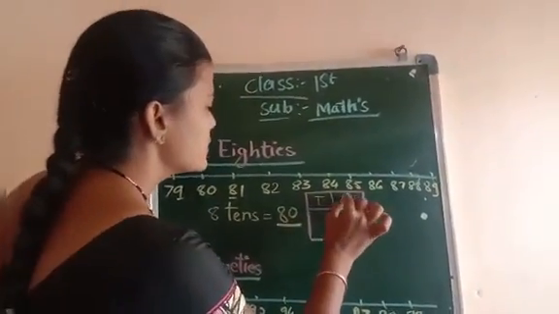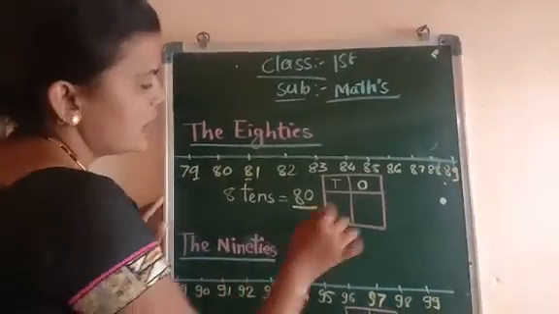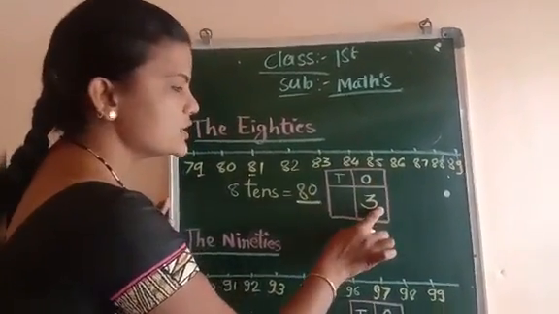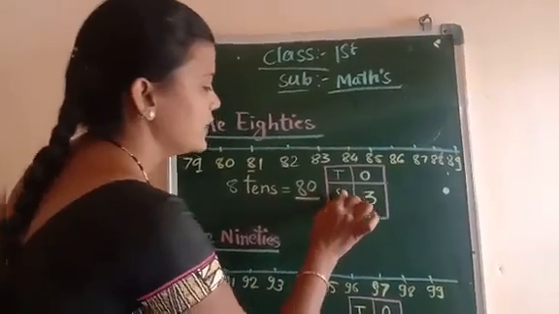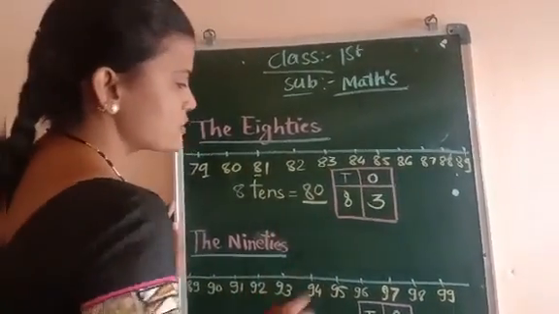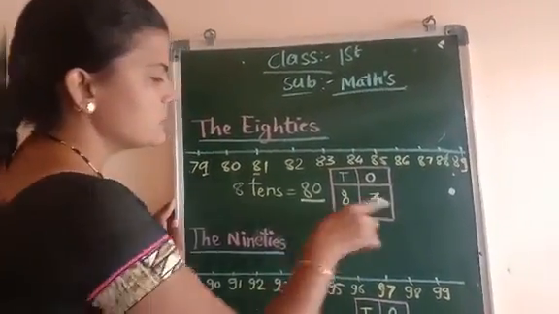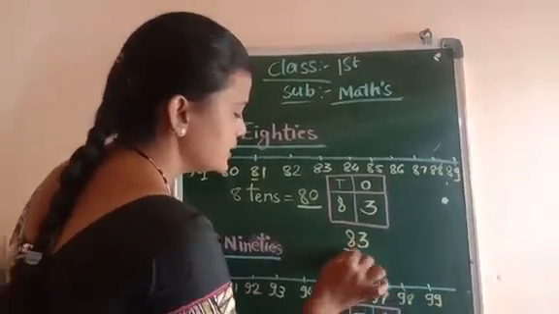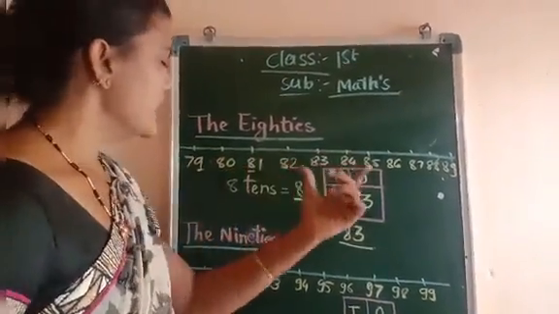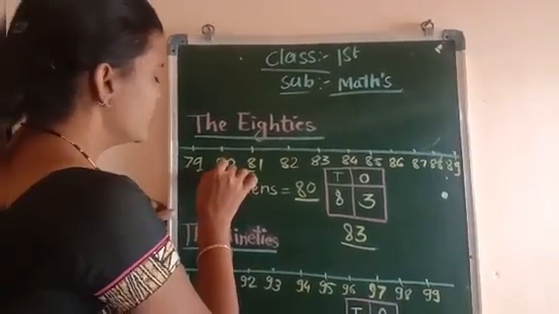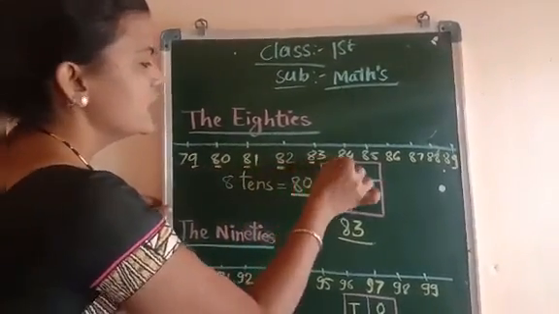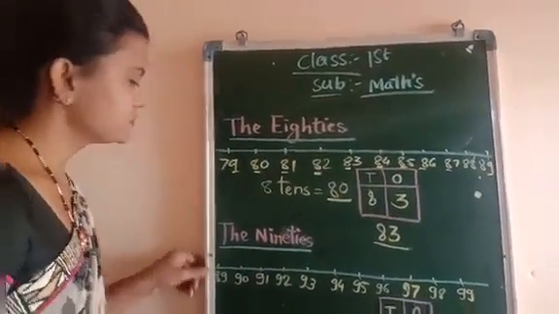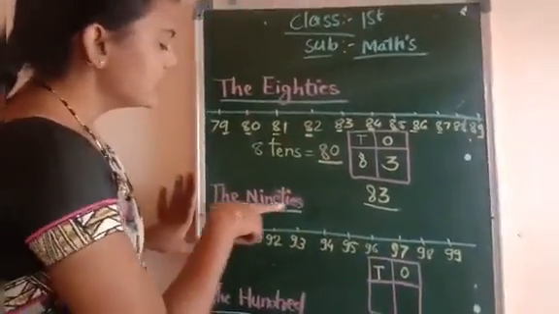Let's see an example. I write down 3 number on the ones box and 8 number on the tens box. So what is the number become? 83. This is the 80s because on the tens place 8 number is present. Then next is the 90s.